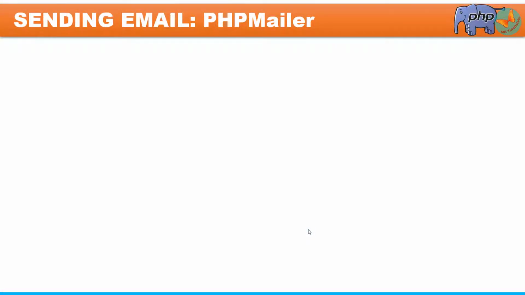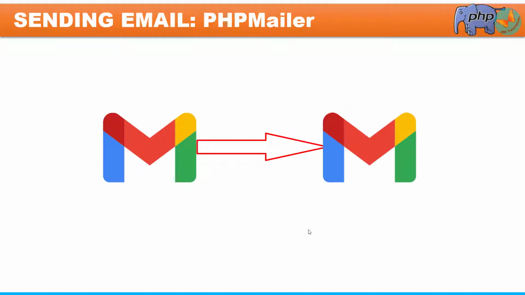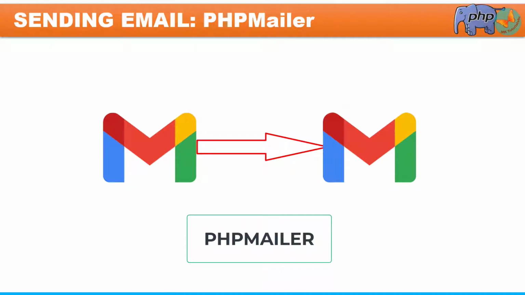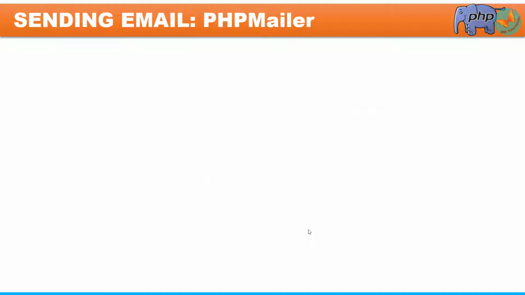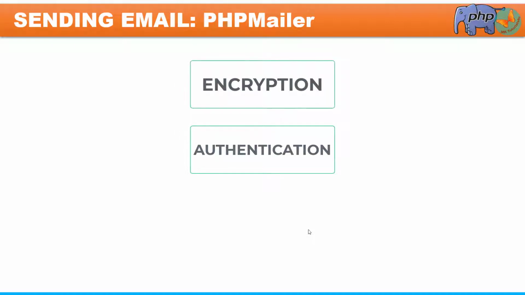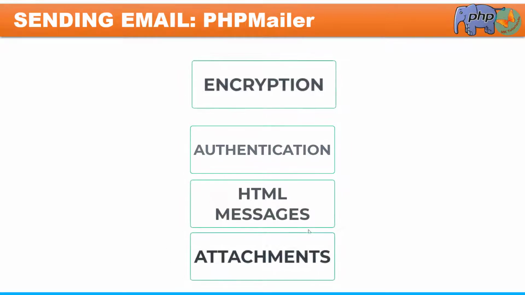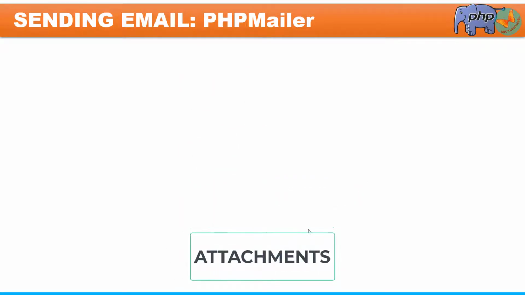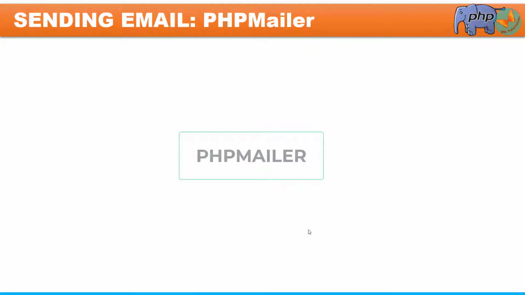Hello friends, today we are going to see how to send an email message from one Gmail account to another Gmail account using the PHPMailer library. Now, why do we require this PHPMailer? Many PHP developers need to send email from their code, and the only PHP function that supports this directly is the mail function. However, it does not provide any assistance for making use of popular features such as encryption, authentication, HTML messages, and attachments. So to overcome this, we are going to make use of this PHPMailer library.